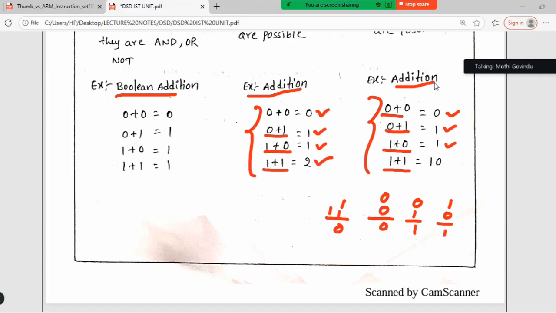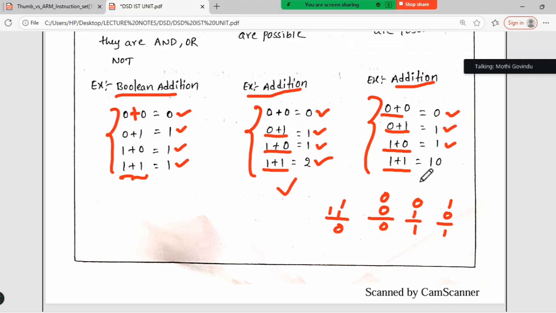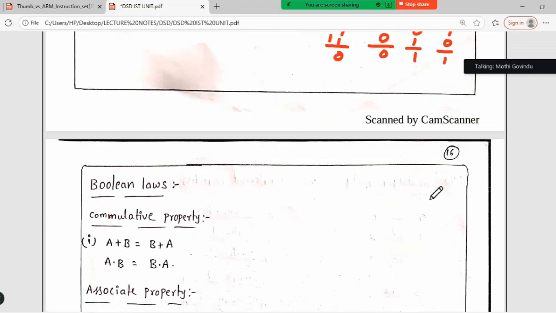And this is the Boolean addition, which means logical addition, logical functions. So this plus is nothing but the logical OR operator. 0 plus 0 is 0, 0 plus 1 is 1, 1 plus 0 is 1, 1 plus 1 is nothing but 1. Because in logical operations, when both inputs are high, the output is high. This is a logical OR operation. This is Boolean addition, the decimal addition, and the binary addition.